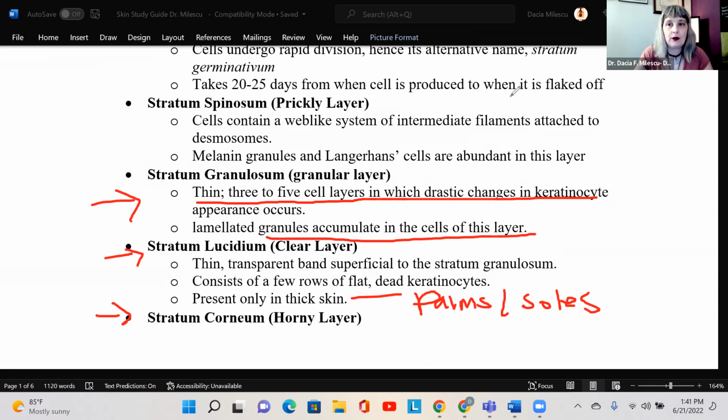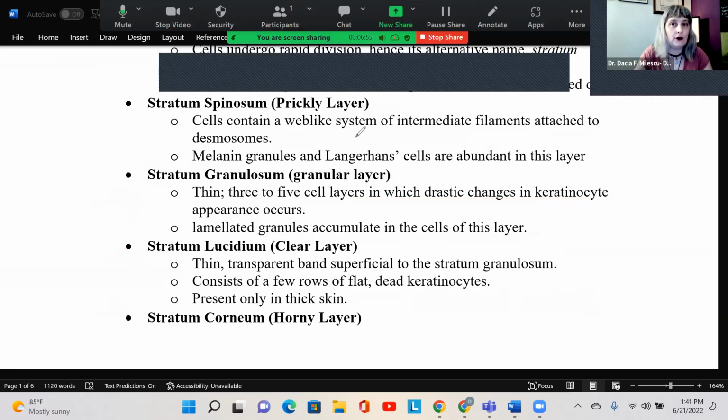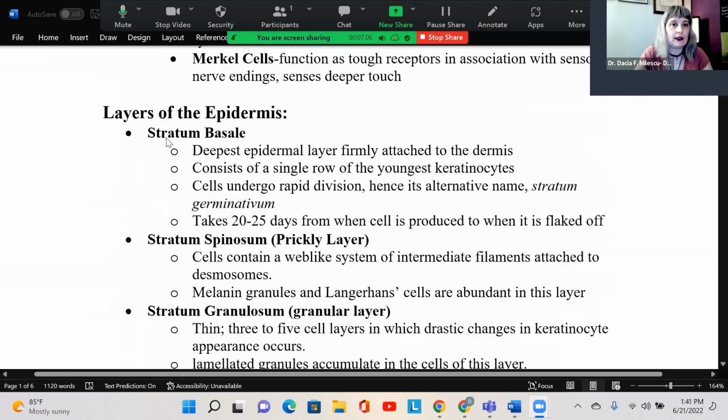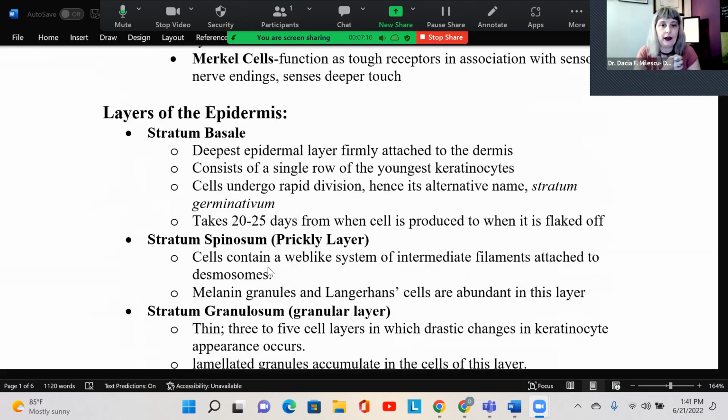Then we come up to the final two. Let me scroll up, and you have stratum spinosum and stratum basal. So from the deepest to most superficial in this direction, right? So stratum spinosum is the prickly layer that contains the Langerhans cells and melanin granules, and stratum basal is the deepest layer in the epidermis, almost attached to the dermis, but it's still part of the epidermis.